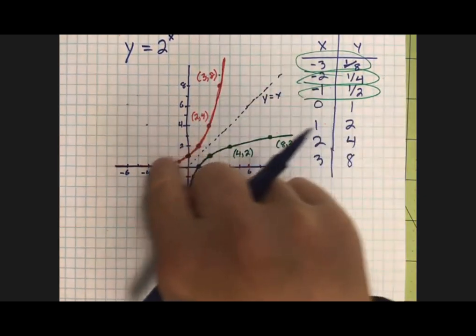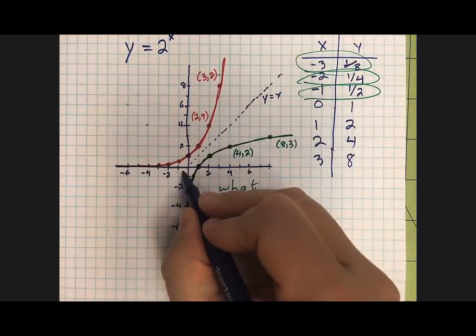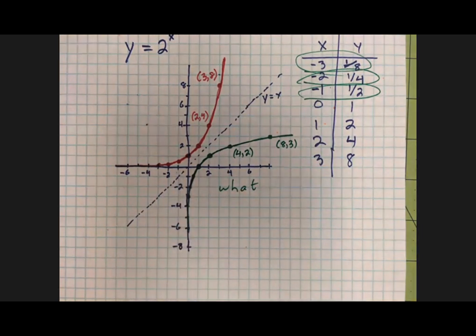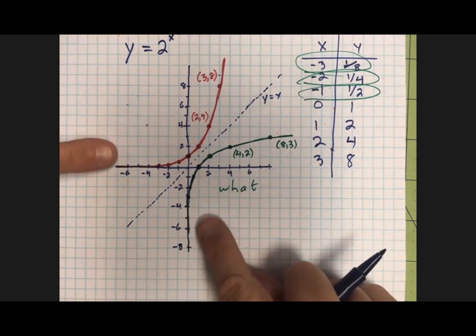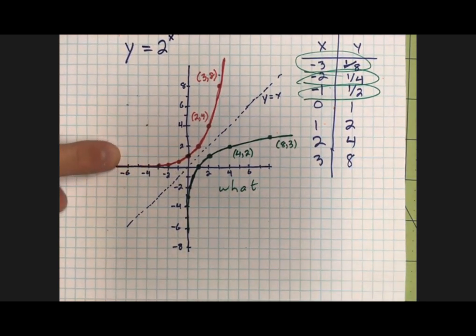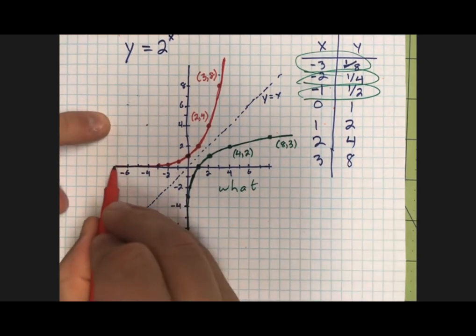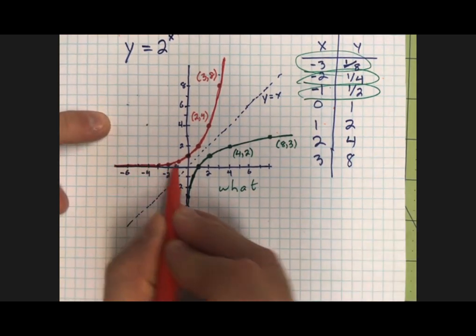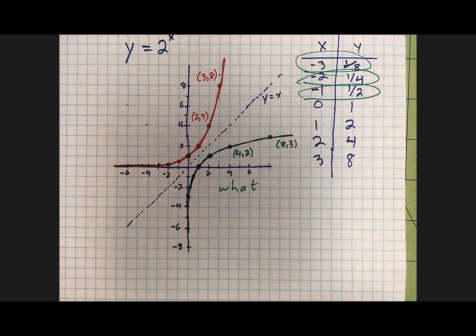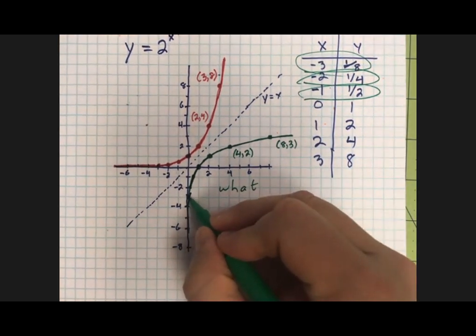Over here and over here. Think about that. Are these two parts mirror images? This red part here is becoming totally flat. What is the mirror image of totally flat? Totally vertical.